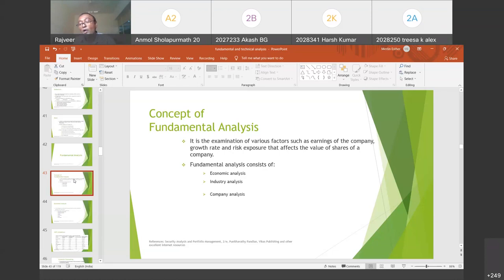It is very, very important now to look at fundamental analysis, because that's what global funds, fund managers, everyone is doing. First fundamental analysis, then everything else.